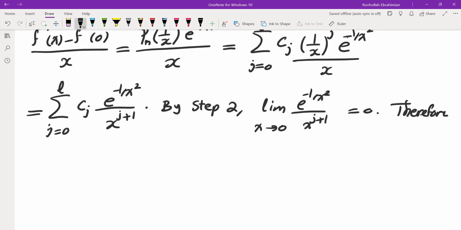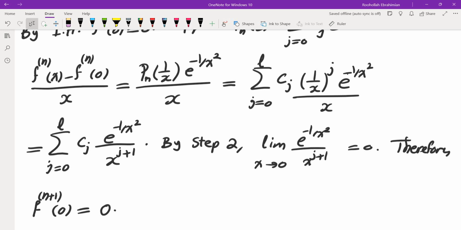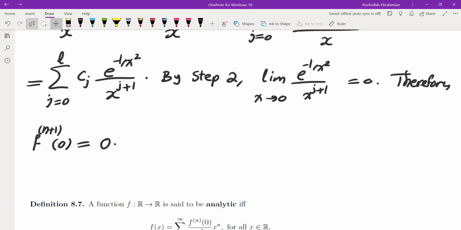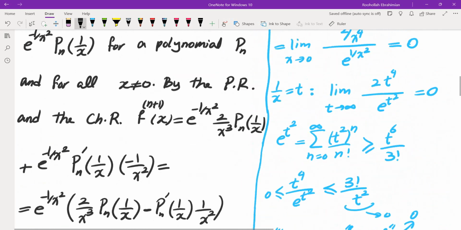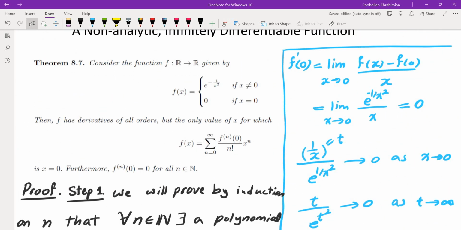Therefore, f^(n+1) of 0 is going to be 0, because f^(n+1) of 0 was the limit of this polynomial multiplied by the limit of that fraction, f^(n) of x minus f^(n) of 0 over x. So that approaches 0. So this shows that f^(n+1) of 0 is 0. So therefore, f^(n) of 0 is 0 for all n. Okay, so this proves the furthermore part, in fact. We proved the furthermore: f^(n) of 0 is 0.